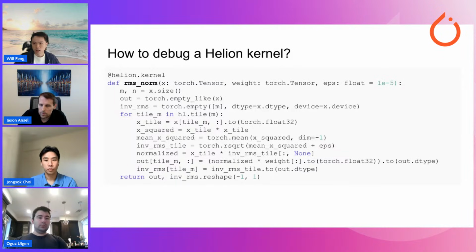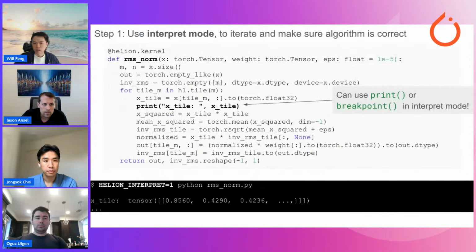So the first thing I would do is run the kernel in interpret mode to iterate. We can insert print statements and breakpoints within the kernel to print the intermediate results and observe the intermediate state to make sure the algorithm is correct. As you can see below, we can call it with the HELION_INTERPRET=1 environment variable and run the kernel, and then we'll be able to see the print statements or use breakpoints as we want to. After a few iterations using interpret mode, we can make sure the algorithm is correct.